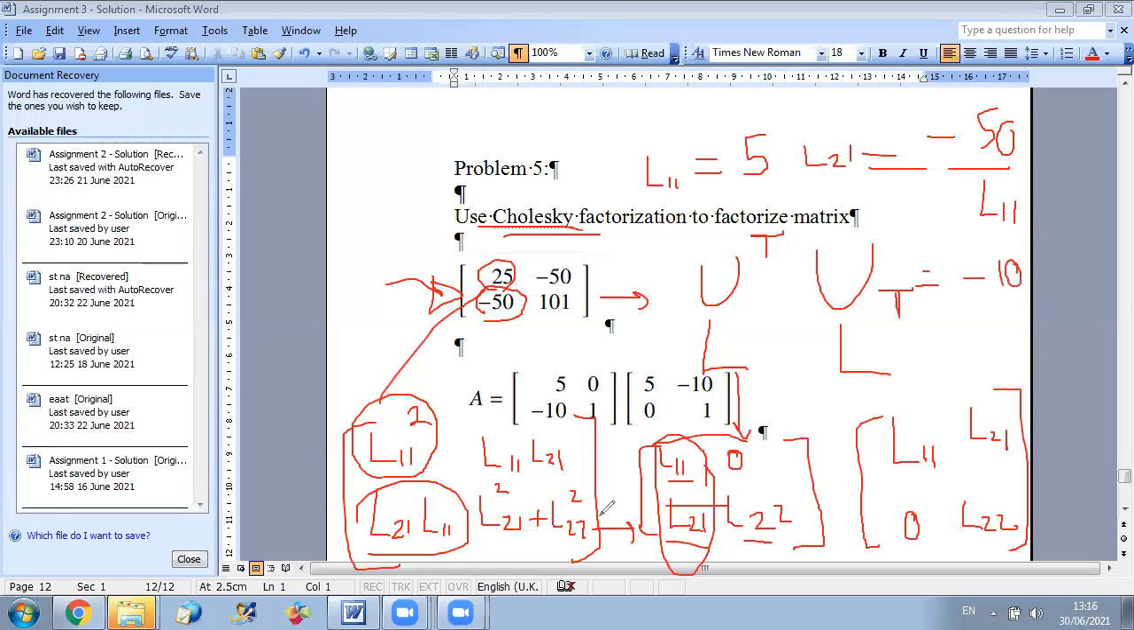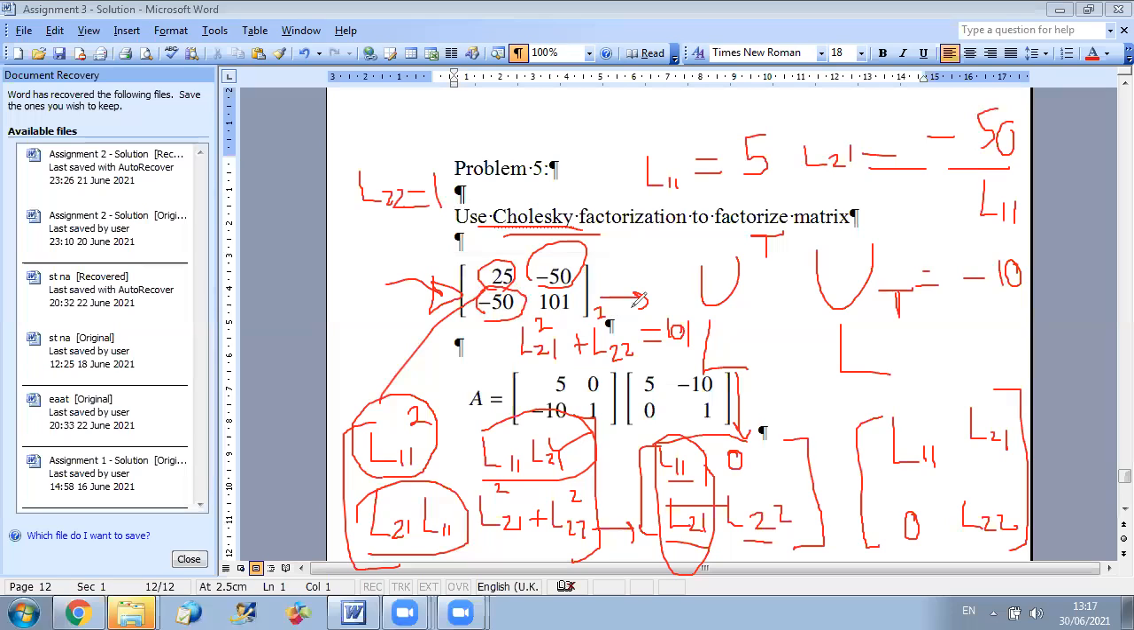I still only have to get L22. There is no need to do a comparison here because I already got L21. Actually, if I do the comparison, I get the same result, minus 50, minus 50. So now I just have to use the final comparison. I have that L21 square plus L22 square equals 201. If I replace L21 by its value, minus 10, and minus 10 square is 100, and I take it to the other side, I get L22 square equals 1. So L22 is 1. And I am done.